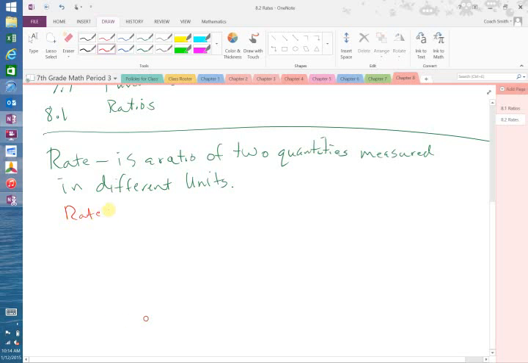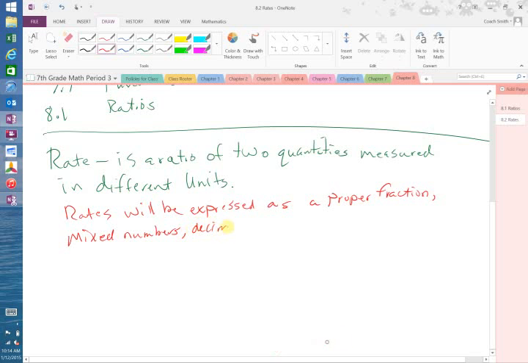So we'll be looking at rates, and rates, first of all, opposite of what we said the other day, will be expressed as a proper fraction. Okay, that's the same as ratios. Mixed numbers, that is not the same as ratios. Decimals, and whole numbers. The other day we said ratios can only be expressed as an improper fraction or a proper fraction in lowest terms. We also said it could be expressed as 4:2, okay? So those are ways that you could express a ratio. Rates are different. A rate is a form of a ratio, but it's expressed differently than just the ratio that we talked about on Friday.